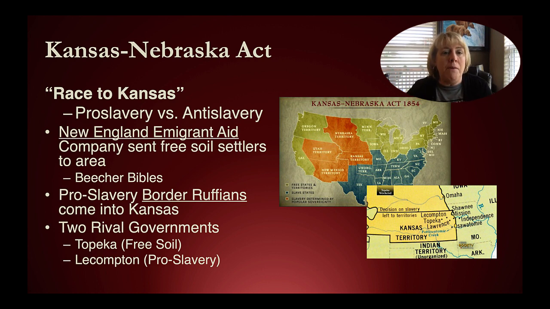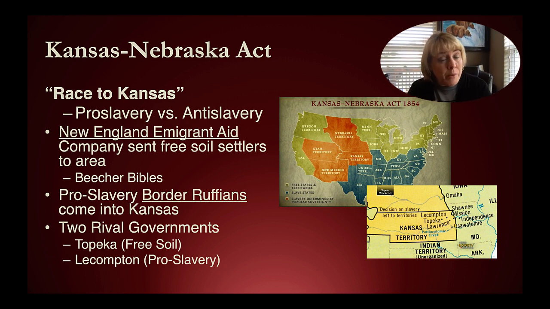The New England Emigrant Aid Society, this is a company that is going to organize a group of free soilers to move to Kansas so they can vote to keep Kansas free. They're also going to assist in this fight by sending Beecher Bibles into the Kansas Territory.